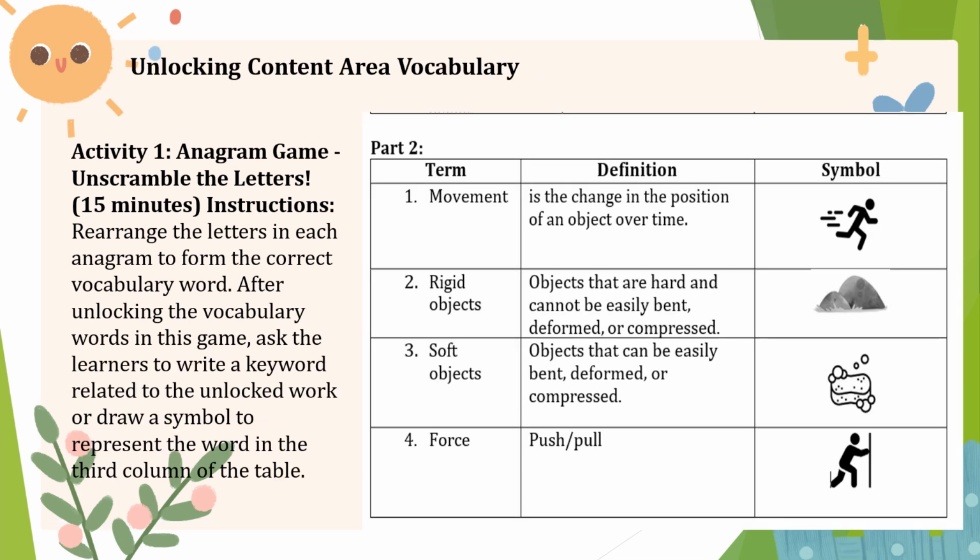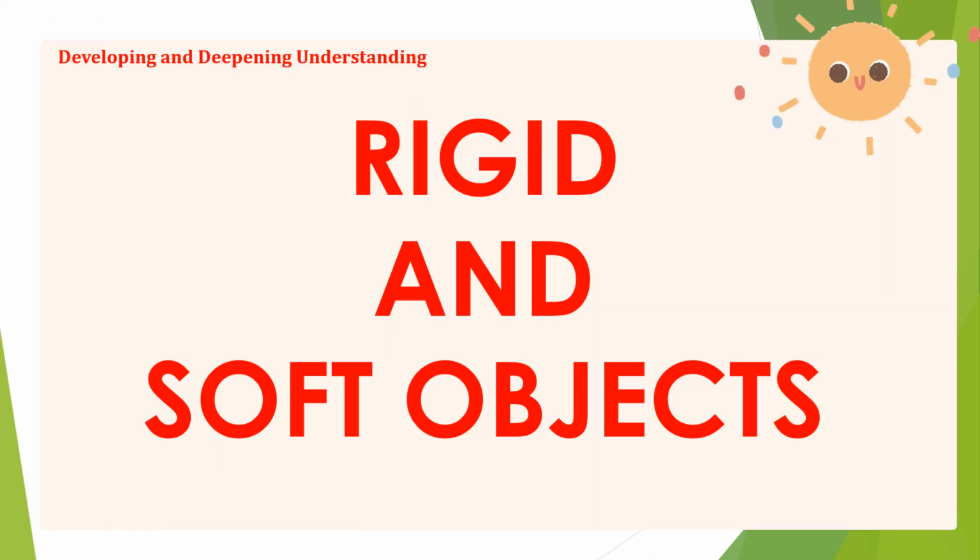This time, check if your answer is correct. Movement involves actions like walking or running, symbolized by an arrow or a running figure. Rigid objects, such as those that are stiff or hard, are represented by a solid block like the stone. Soft objects, often squishy, are symbolized by a sponge, and force seen as a push or pull is depicted using arrows in opposite directions.